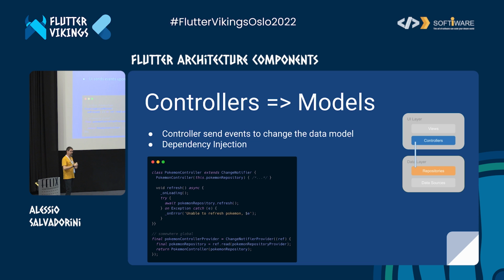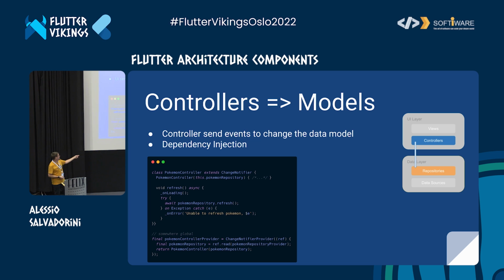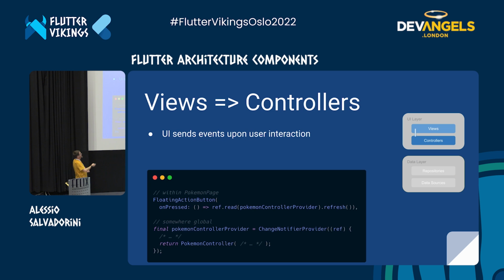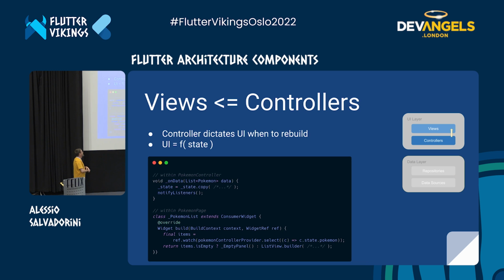So you don't rebuild the UI, but you just click and then do an action like refresh or add a Pokemon or remove a Pokemon and so forth. So I hope this is pretty simple and straightforward. You have a controller provider which is global, and then you can access it because it's global. You can access it anywhere in your UI and just read it and trigger the action. And this is how the first part of the communication goes.